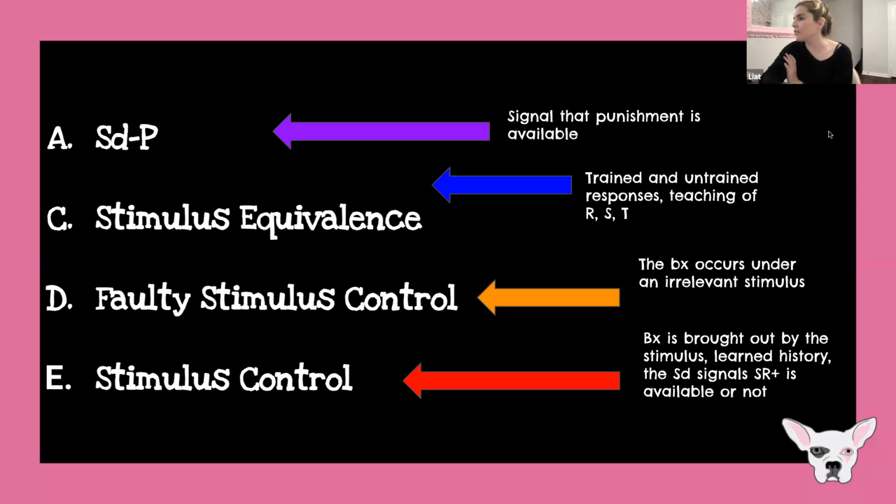Stimulus equivalents, trained and untrained responses, teaching of reflexivity, symmetry, transitivity, like I was saying. Faulty stimulus control, the behaviors occurring under any relevant part of the stimulus, right? And stimulus control, the behaviors brought out by the stimulus, learning history, the SD signals reinforcement, and when it's not there, the S delta signals no reinforcement, right? I'm just going through what I know about these.